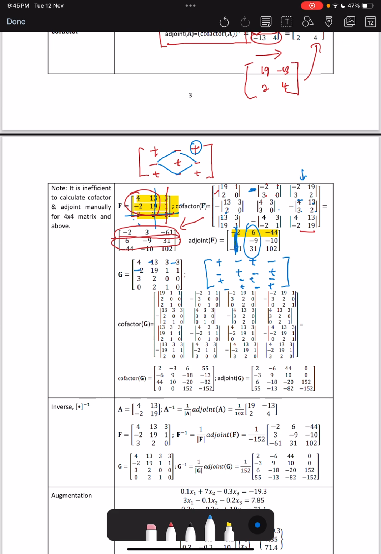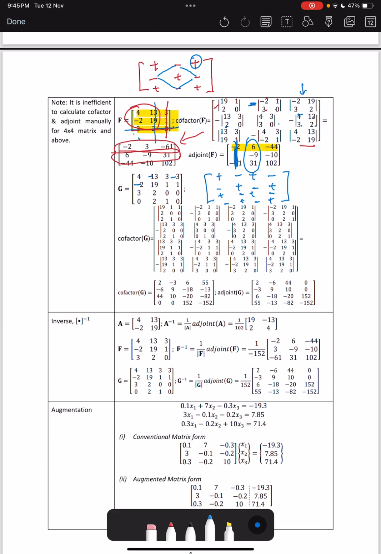Okay, and then you also learn in school how to get the inverse matrix. Let's say this is the matrix A, which is 2 times 2: 4, 13, negative 2, 19. The inverse of that matrix is 1 over the determinant of that matrix multiplied with the adjoint A. So the determinant of this matrix A is given as 4 times 19 minus negative 2 times 13. So you will get 102. That's why you get 102 here.